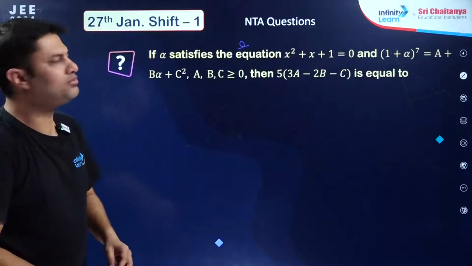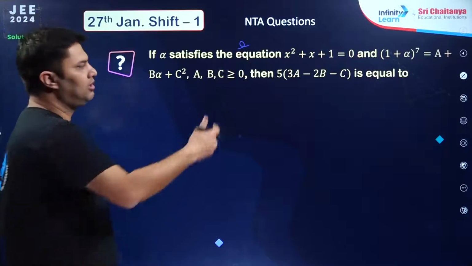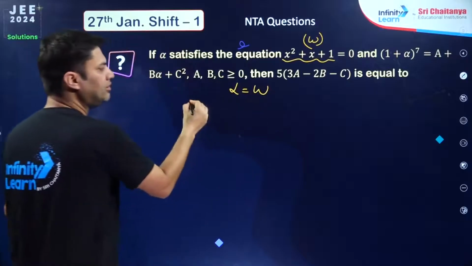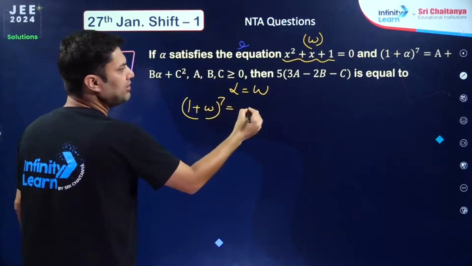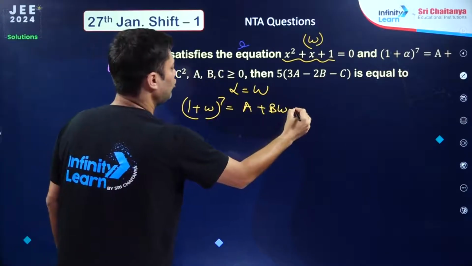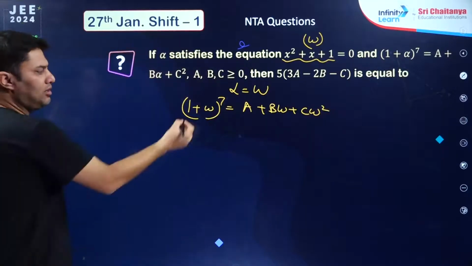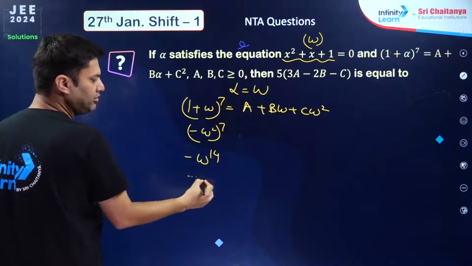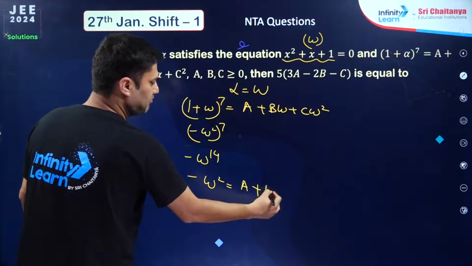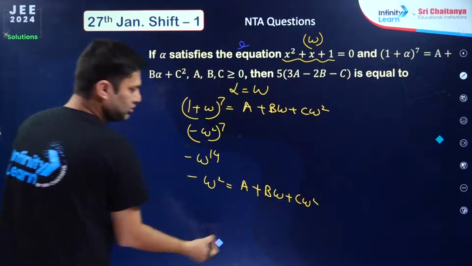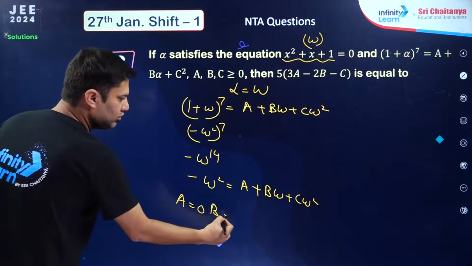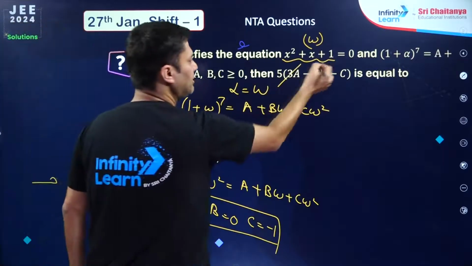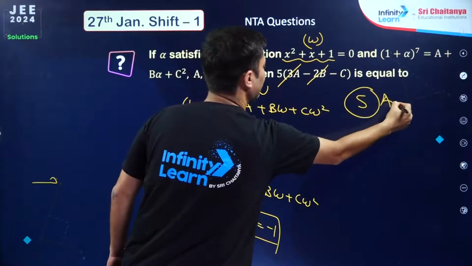Okay, and the last question of the JEE Main, if alpha satisfies this equation, for sure this is a cube root of unity, so let's say alpha is omega, so omega will satisfy the equation. 1 plus omega to the power 7 is a plus b omega plus c omega square. Let's compare a, b, c. 1 plus omega is minus omega square, to the power 7, which is minus omega to the power 14, which is minus omega square. So a plus b omega plus c omega square, so simply a is 0, b is 0, and c is minus 1. Very, very simple problem.